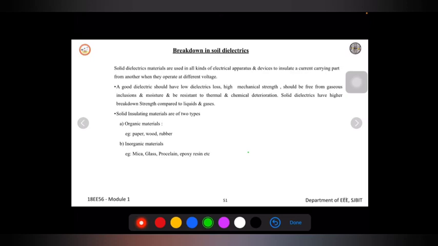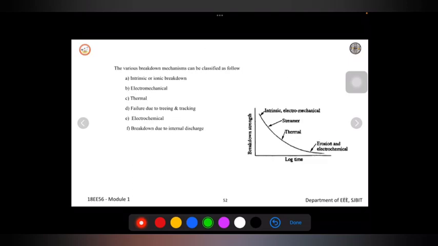Basically these solid insulating materials are of two types, organic and inorganic. Organic examples are paper, wood and rubber, and mica, glass, porcelain and epoxy resin are inorganic materials. The breakdown phenomena in a solid dielectric are classified into different types. How breakdown occurs within a solid, the mechanism, will be explained with respect to these types.